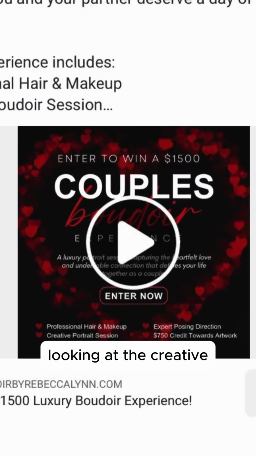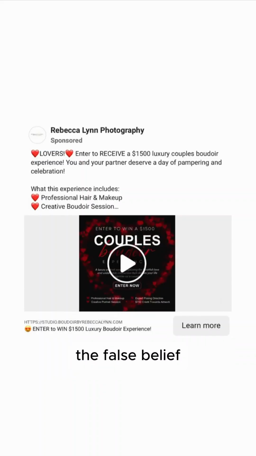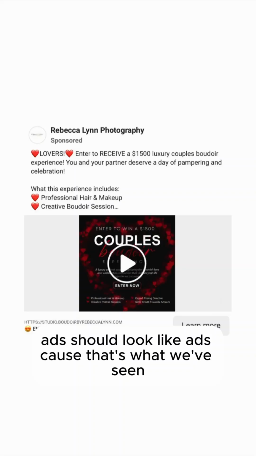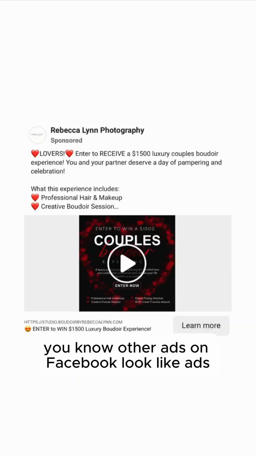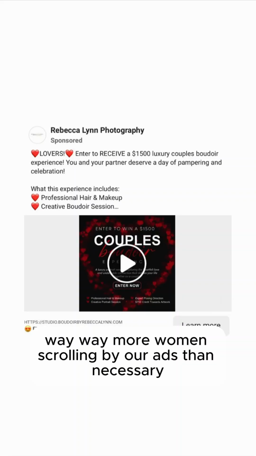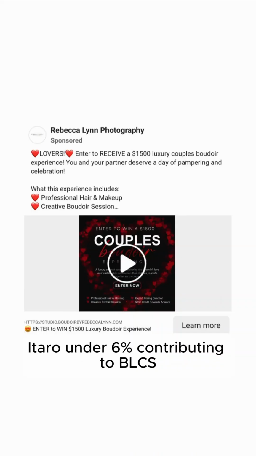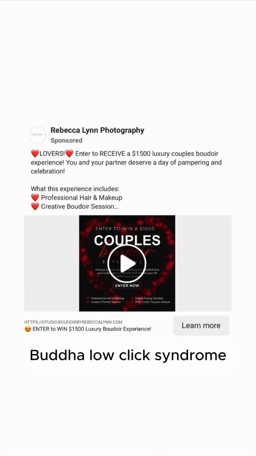Looking at the creative, this looks like an ad mistake. The false belief that caused us to make this mistake is we actually believe that ads should look like ads because that's what we've seen. Other ads on Facebook look like ads. That is incorrect. The consequences of this are way, way, way more women scrolling by our ads than necessary, pulling our unique CTR under 6%, contributing to BLCS, Boudoir low click syndrome.